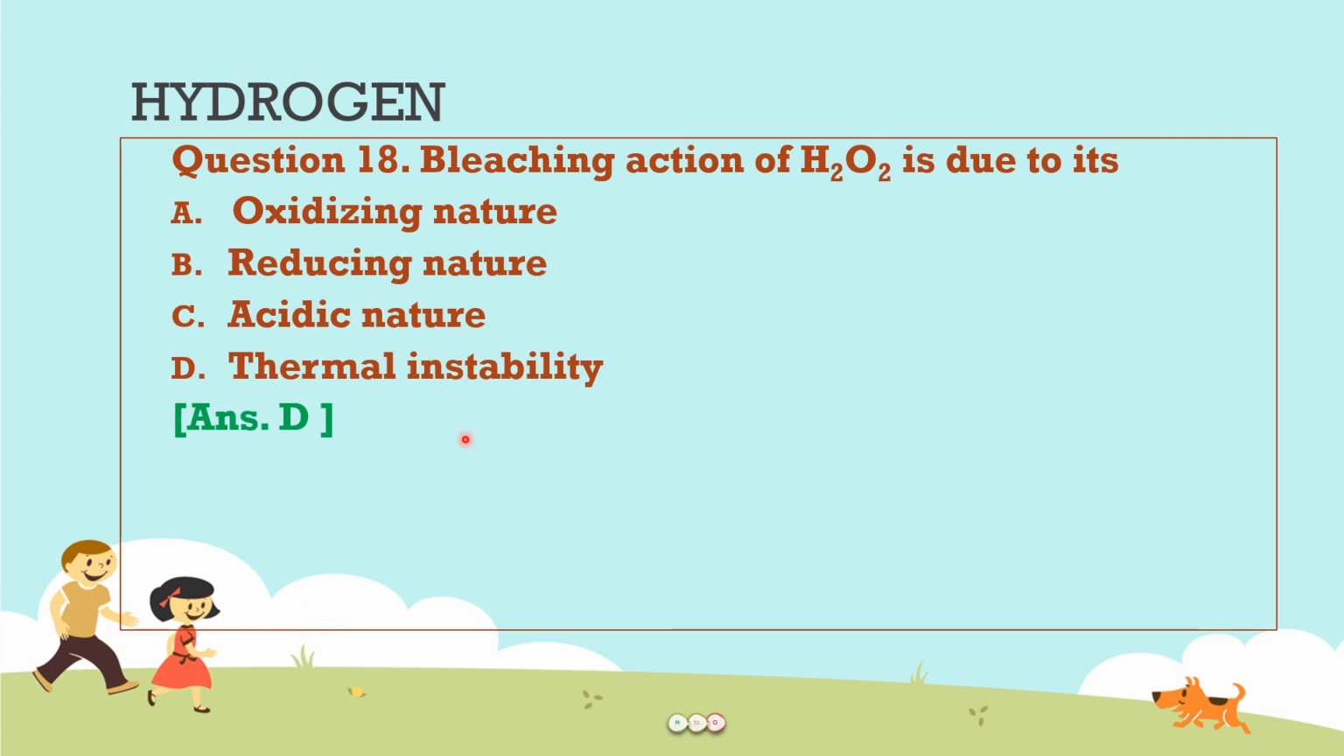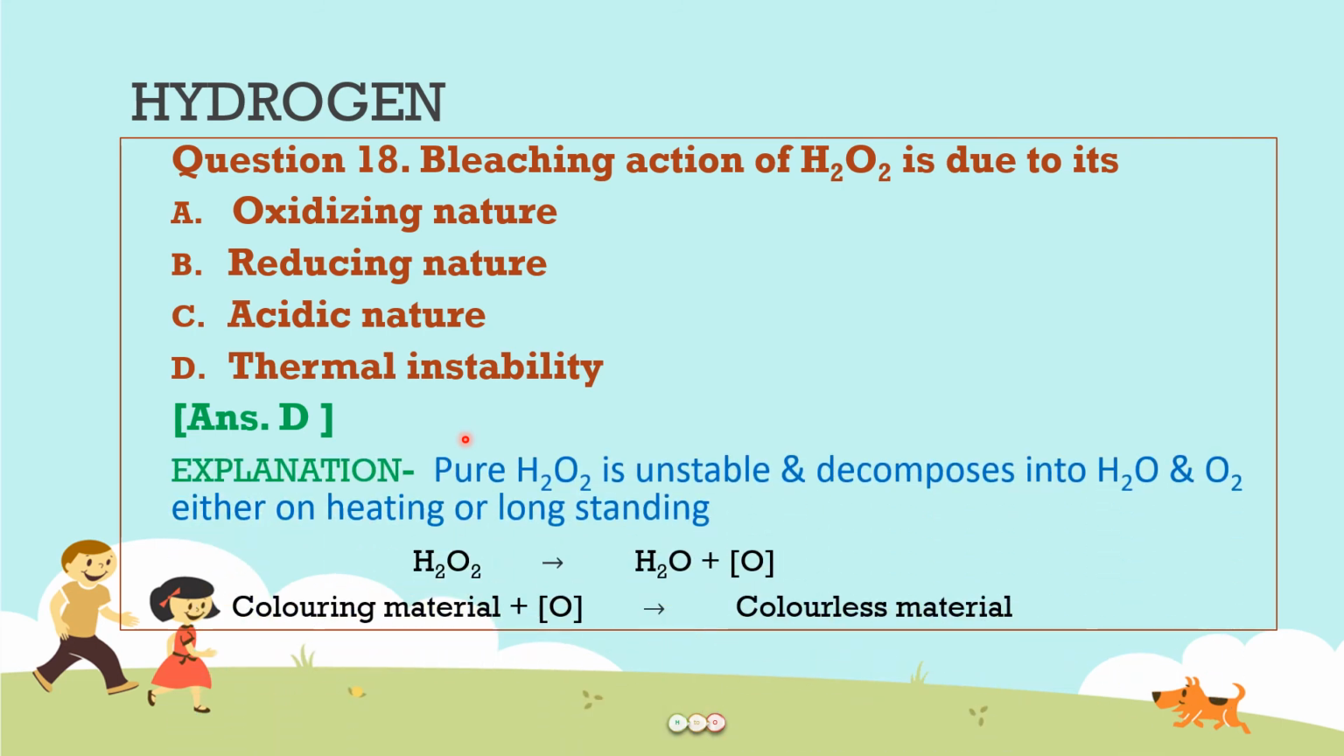Do remember that hydrogen peroxide is thermally unstable. Pure H2O2 is unstable. It decomposes into water and oxygen even when it is heated or on long standing. If you keep it for long, it is going to decompose into water and oxygen, and essentially it is nascent oxygen which is released, and this nascent oxygen attacks the coloring material and converts it into colorless material. So this is the bleaching action of hydrogen peroxide.